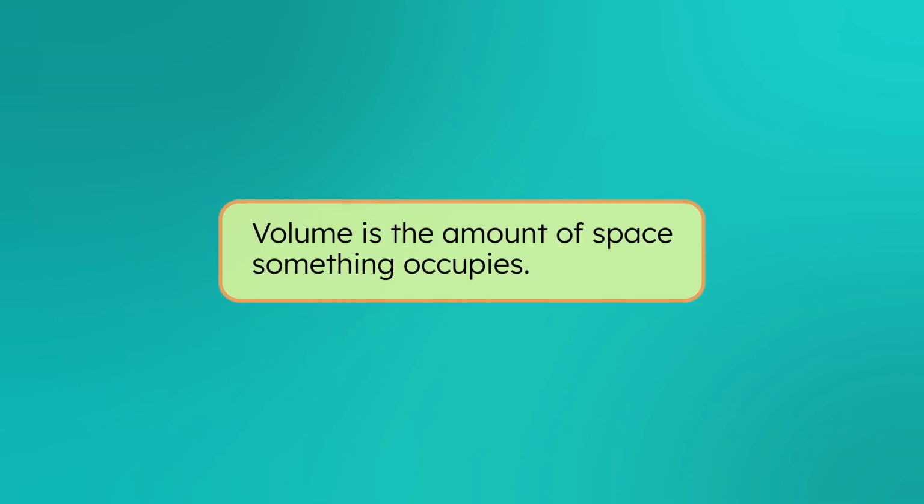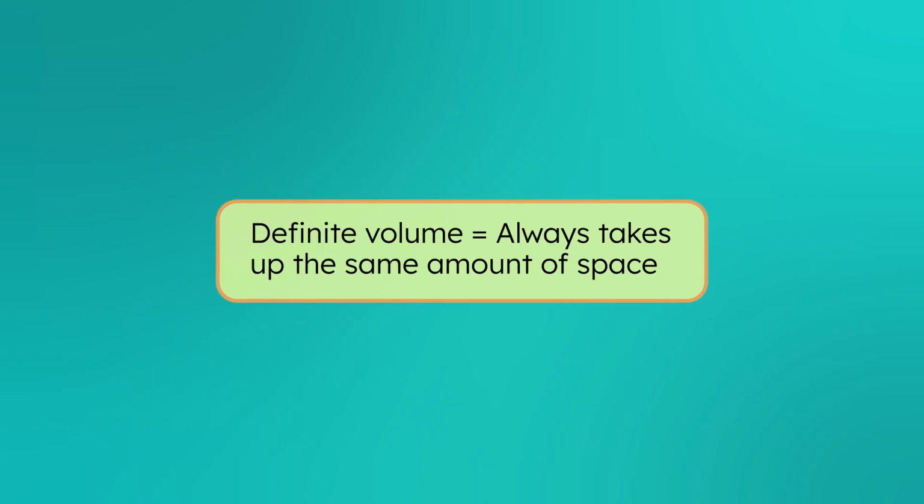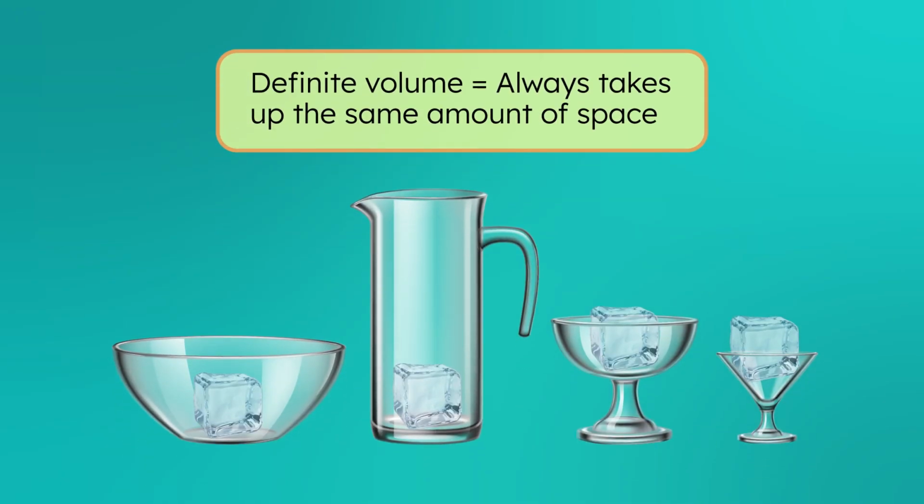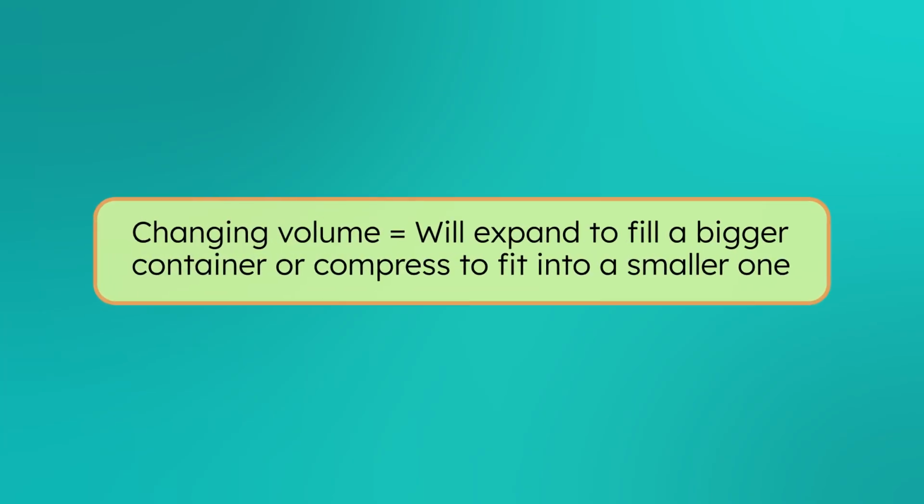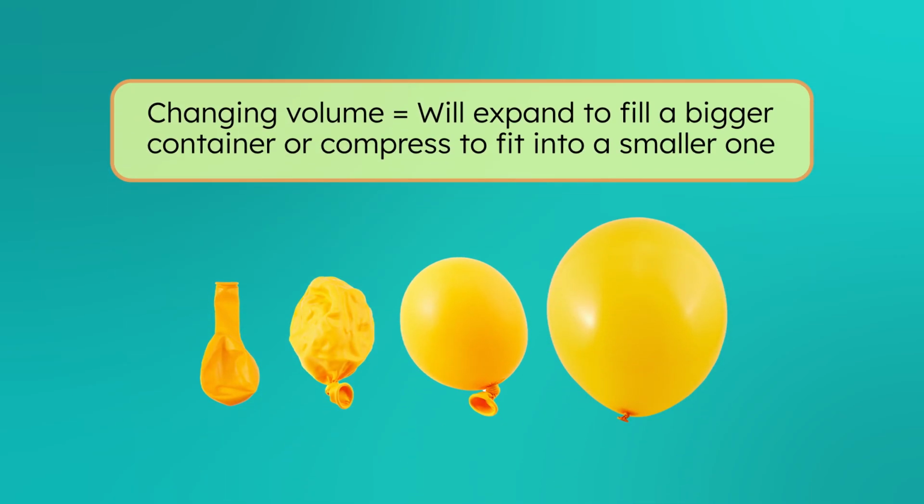Volume is the amount of space something occupies. Some types of matter have a definite or fixed volume, meaning they always take up the same amount of space, like this ice cube. If placed in a container that's too small, they'll overflow. Other types of matter have a changing volume, allowing them to expand to fill a bigger container or compress to fit into a smaller one, like the air in these balloons.